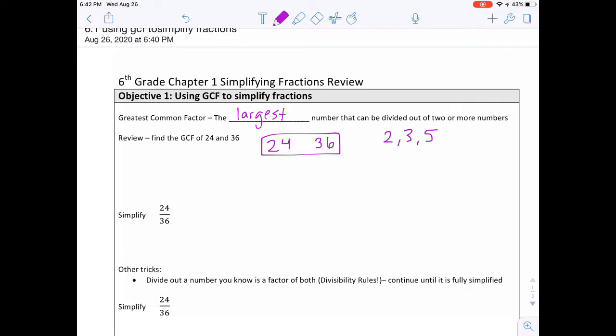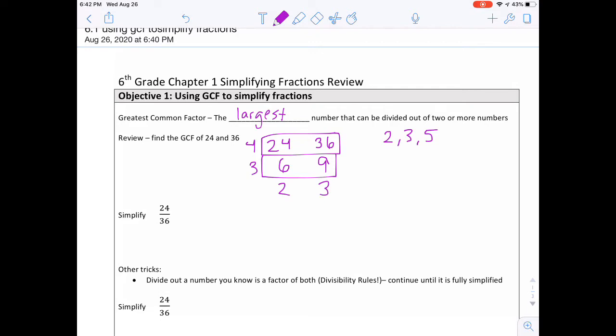24 and 36, a 4 can come out. 24 divided by 4 is 6, so I write that right below it. 36 divided by 4 is 9. I write that below it. Then you look and see, is there something you can divide out of 6 and 9? You can divide out a 3, so I box it and divide out that 3. 6 divided by 3 is 2, and 9 divided by 3 is 3.